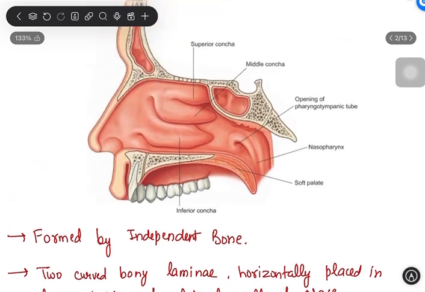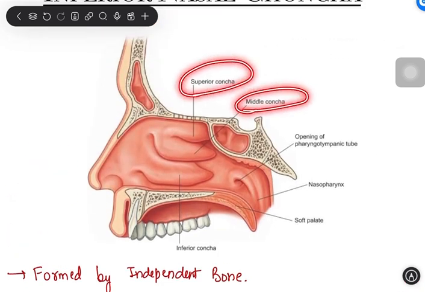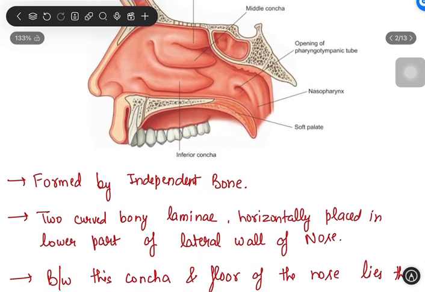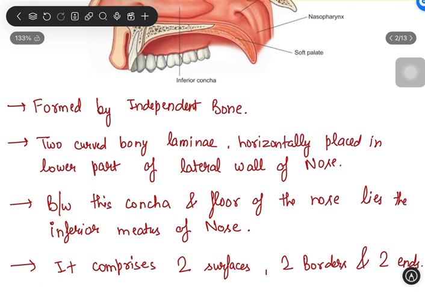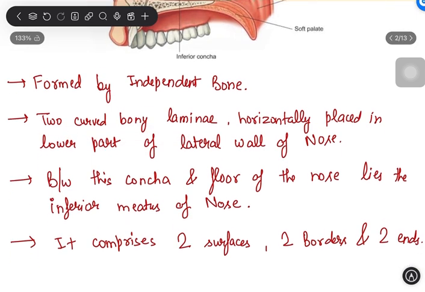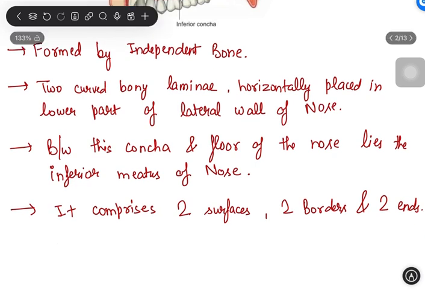As we all know, in our nose we have three conchae: superior concha, middle concha and inferior concha. Among these, the inferior concha is formed by an independent bone. These are two curved bony laminae placed horizontally in the lower part of the lateral wall of the nose. Between this concha and the floor of the nose lies the inferior meatus of the nose, and it comprises two surfaces, two borders, and two ends.